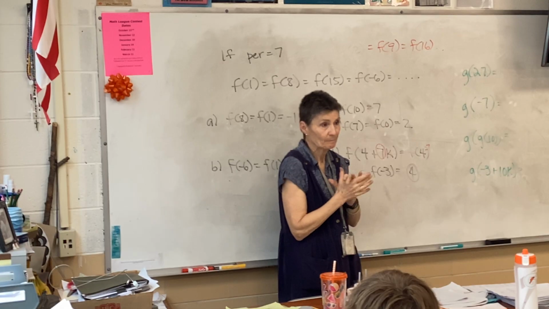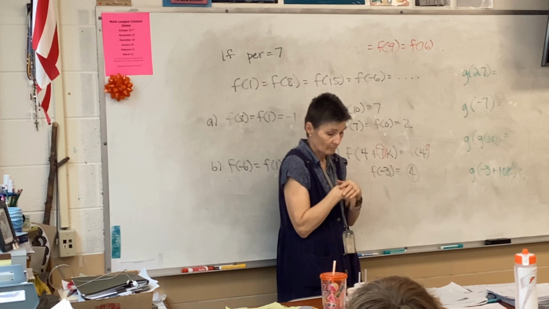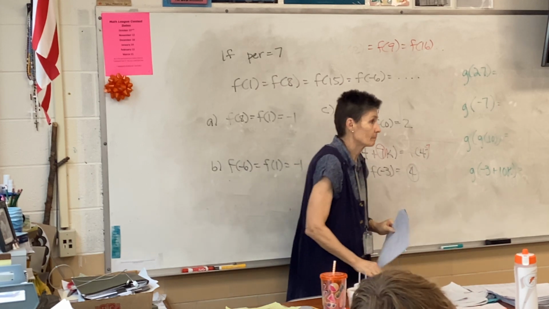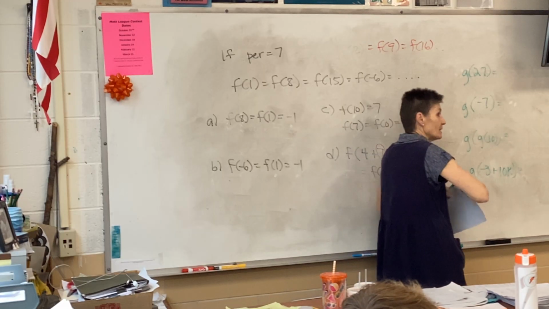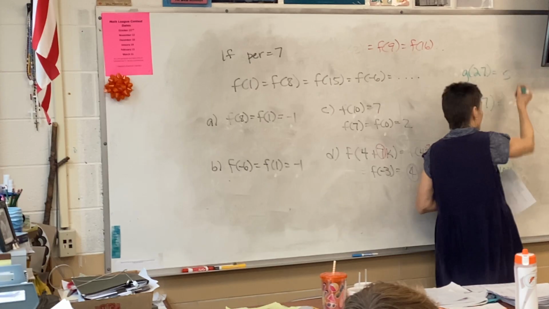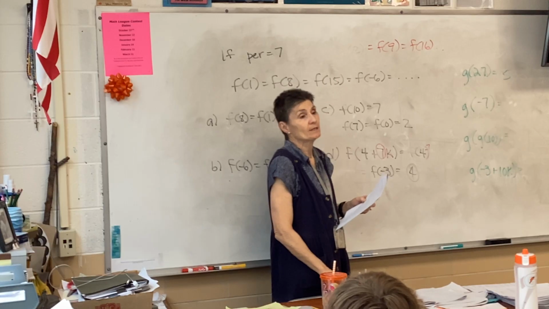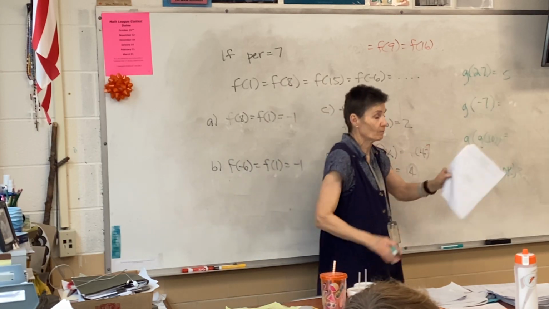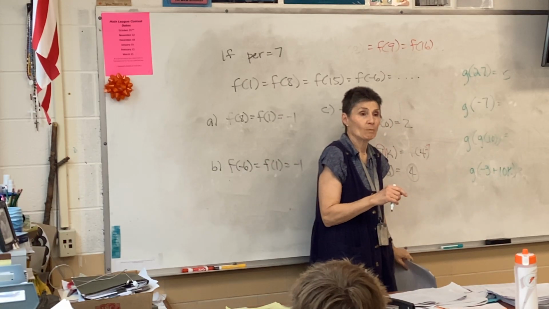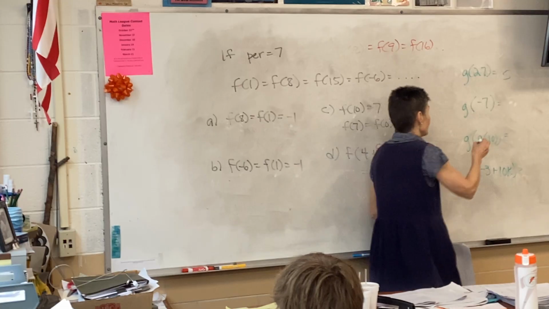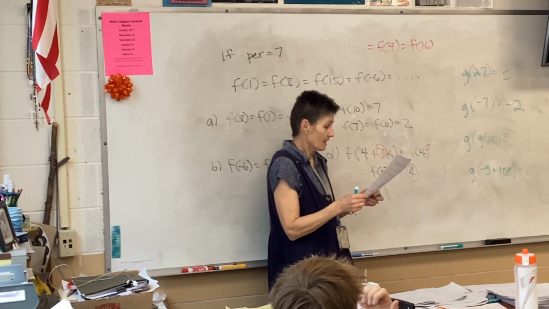You guys got them all? What'd you get for the first one? G of 27. What do you think? G of 27 is? 5. She says 5. You want to agree with that? G of 27 is 5? Aiden, you agree? G of 27 is 5, she said? Perfect. All right. How about B? G of negative 7. What'd you get for that one? Tanya? -2. She got -2. We want to agree with that one? Everybody? No issues? Perfect. How about C?